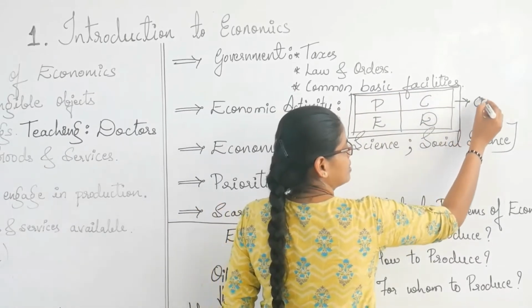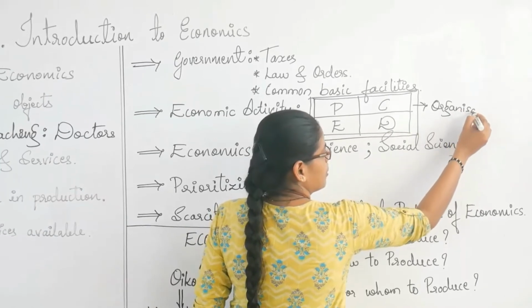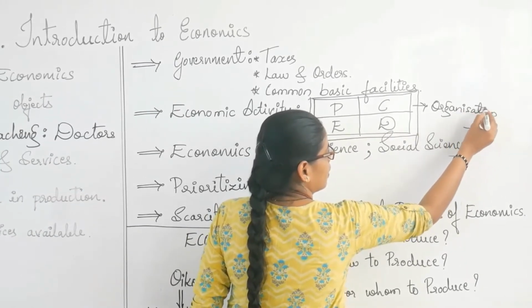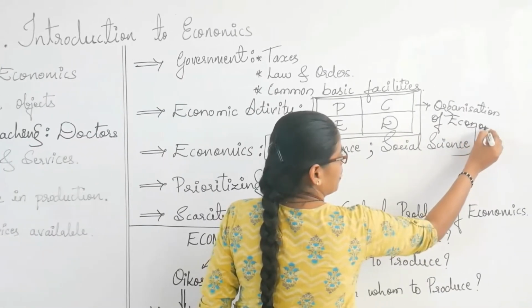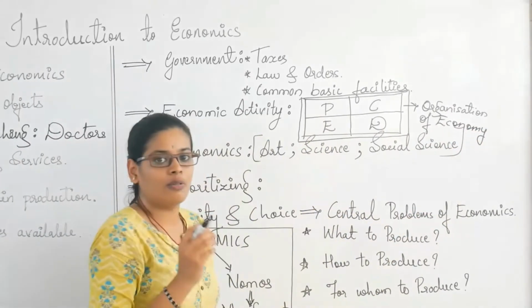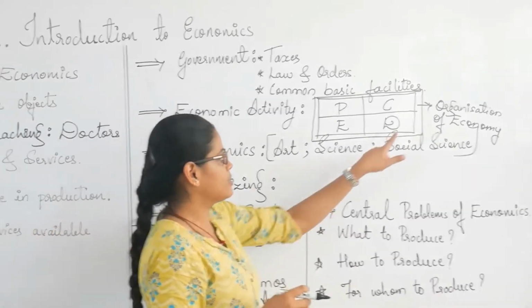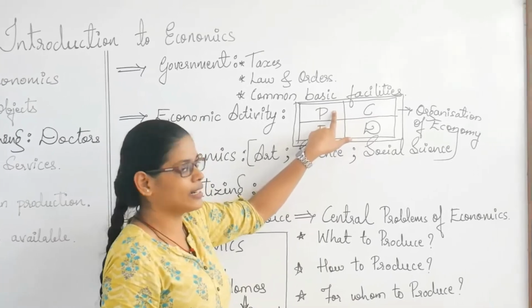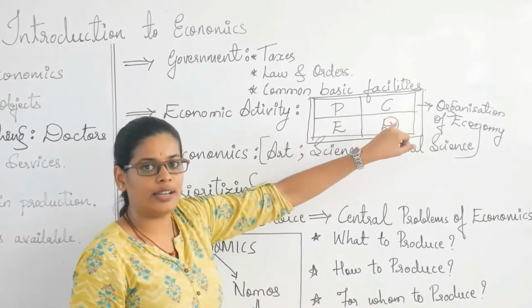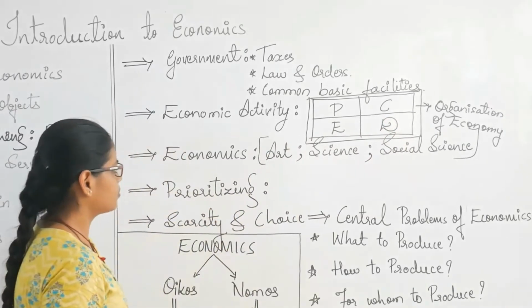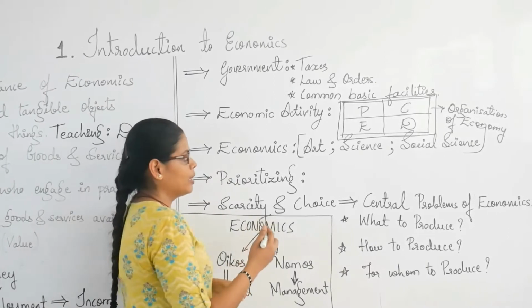This is called the organization of economy. So how one country's economy is constituted is nothing but it consists of production, consumption, exchange and distribution. Next, let's understand what is economics.